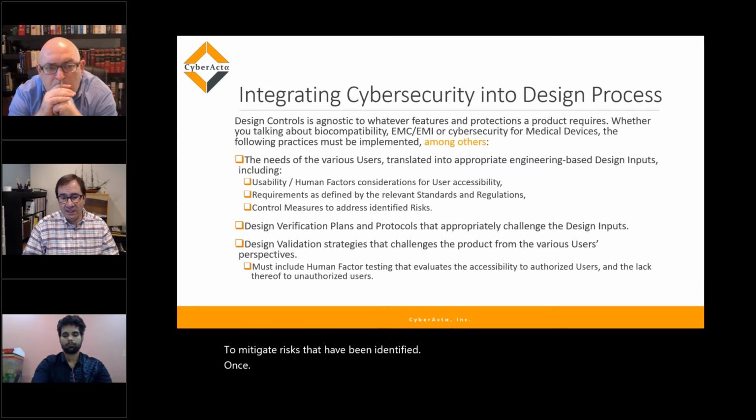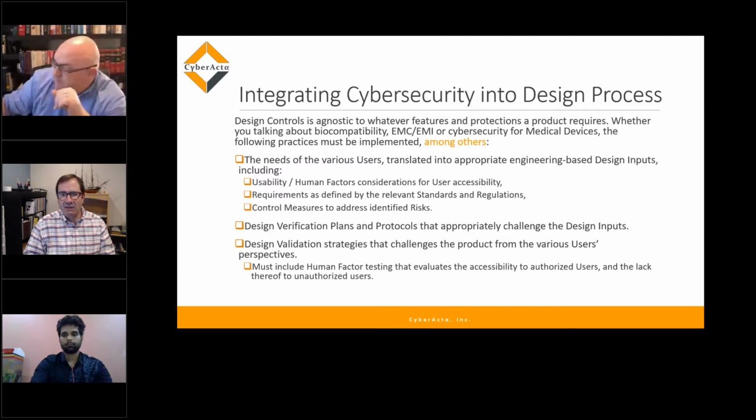And then we're going to have the verification, of course, challenging your engineering-based requirements. You're again going to have your user needs, which are generally pretty qualitative, spoken in relative layman's terms for the user.